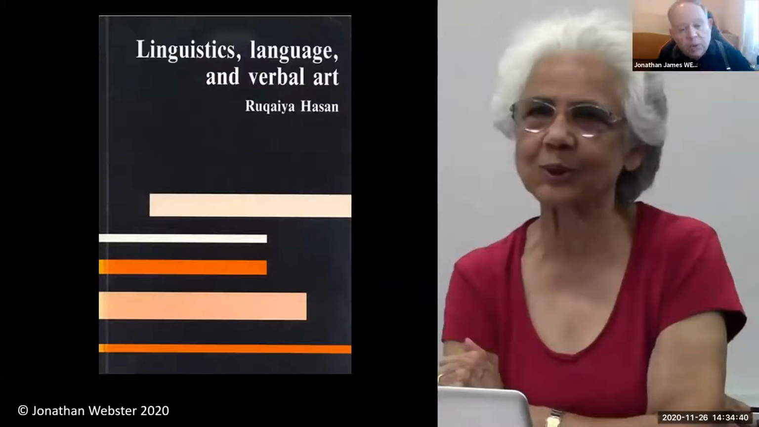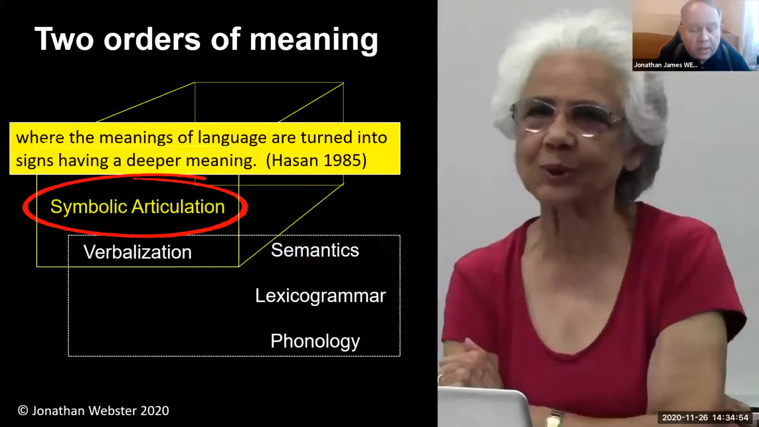But there is a possibility of a second order of meaning, turning the signs into something with a deeper meaning. And how this is achieved, she says, is through symbolic articulation. So unpack that. What is that? That's articulating symbols. What are symbols? Symbols are metaphors. So how are these metaphors articulated? She explains it's through a process of what she calls foregrounding.